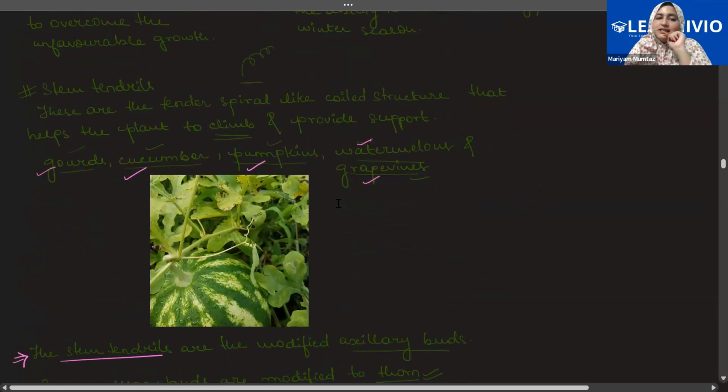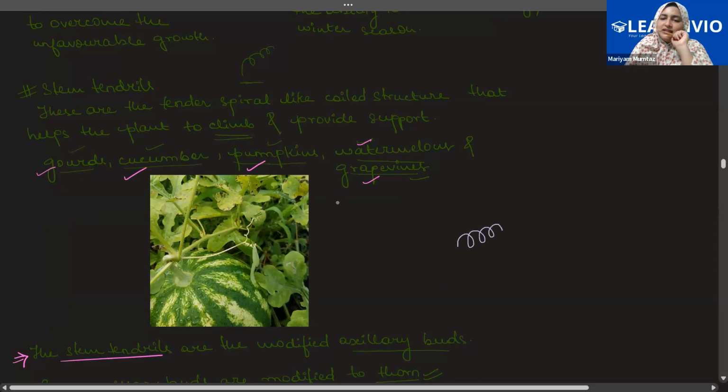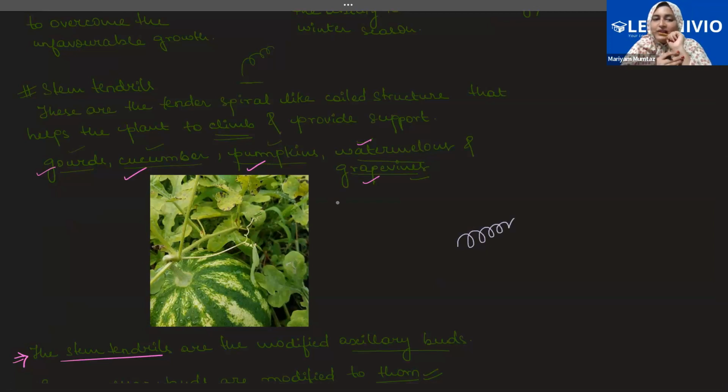Then talking about the stem tendrils. Now, almost all of you must have seen the green spring-like structures on some of the plants, right? These spring-like structures are known as tendrils. And tendrils are the modification of the stem. They come from the stem. So they are coiled structures and they are not present in all the plants. They are present in the plants that are climbers, meaning those are the weak plants. They need support to grow.